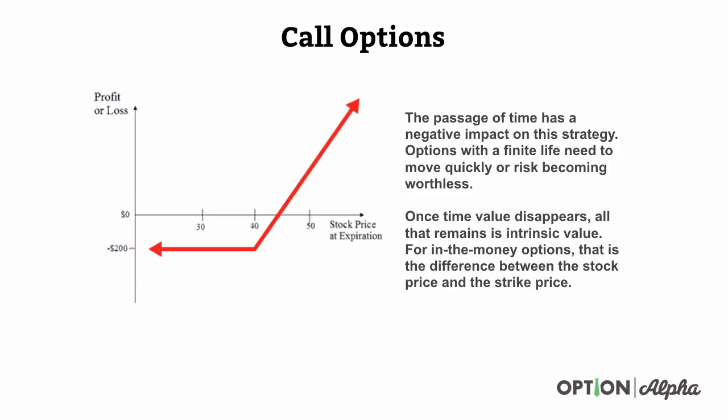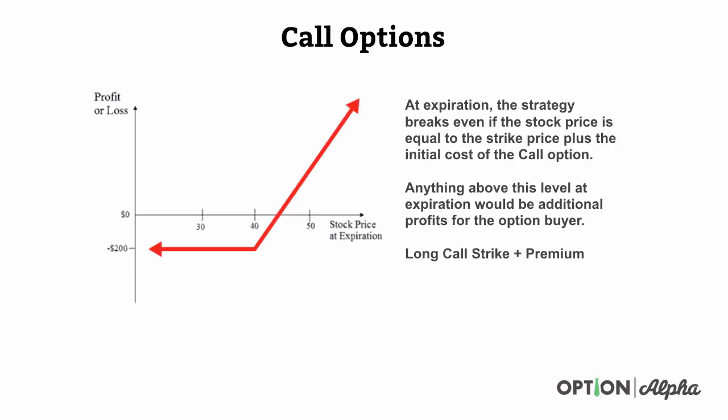For out-of-the-money options, they're going to be out of the money. So if the stock ends at $30 a share and the strike price is $40, then in this case, the call option has no value and the options contract basically expires worthless. The option buyer loses their money. The option seller keeps the entire $200 premium as a credit. Now, at expiration, the strategy breaks even if the stock price is equal to the strike price plus the initial cost of the option contract. Anything above this level at expiration would be an additional profit for the option buyer.